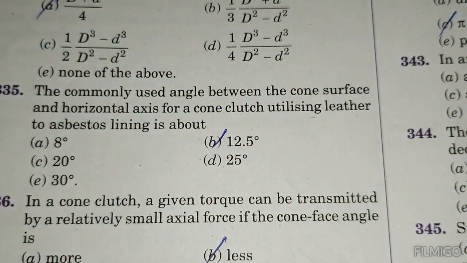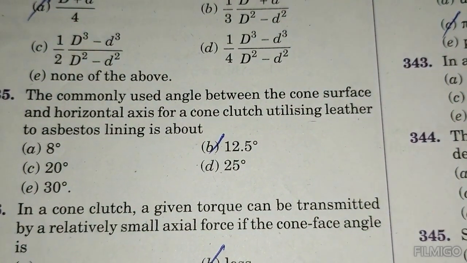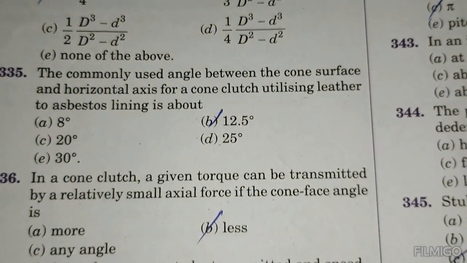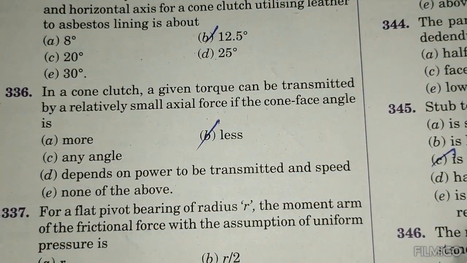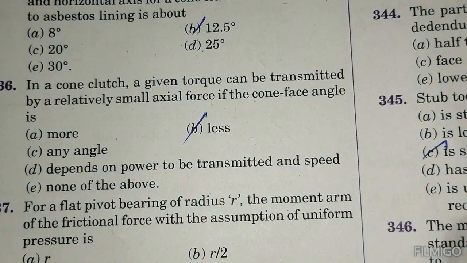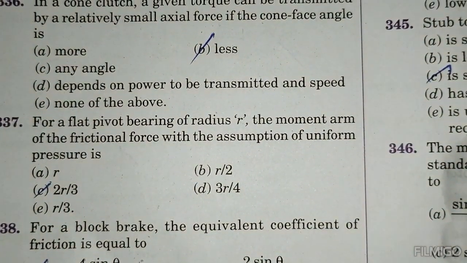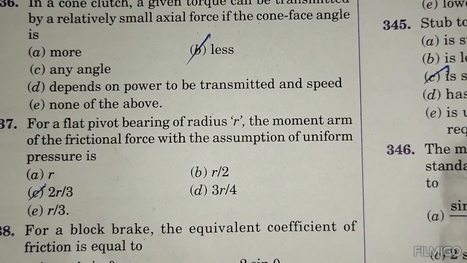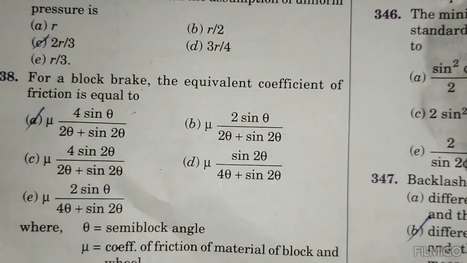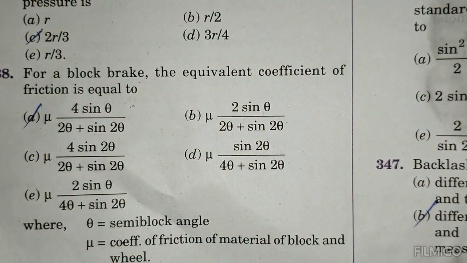The commonly used angle between the cone surface and horizontal axis of cone clutches utilizing leather to metal is 12.5 degrees. In a cone clutch, a given torque can be transmitted by a relatively small axial force if the cone face angle is less. For flat pivot bearing of radius r, the moment arm of frictional force with the assumption of uniform pressure is 2r by 3. For block brake, the equivalent coefficient of friction is equal to mu times 4 sin theta by 2 theta plus sin 2 theta.